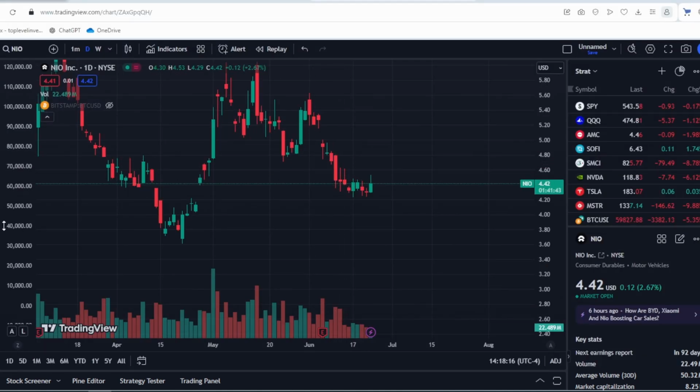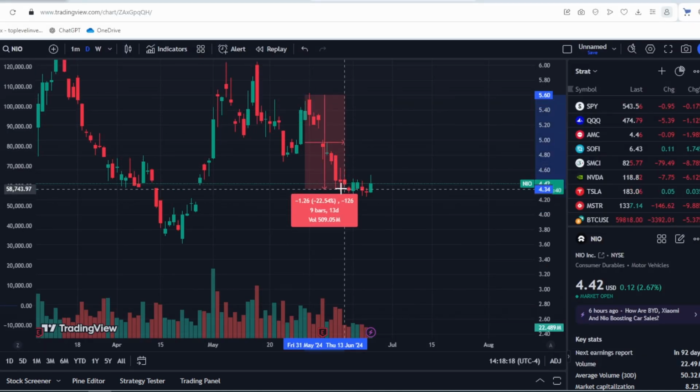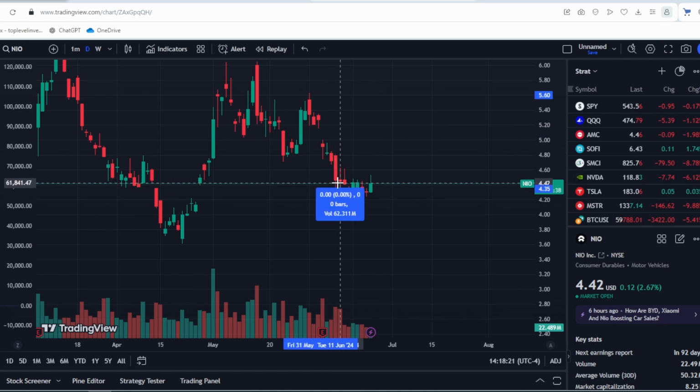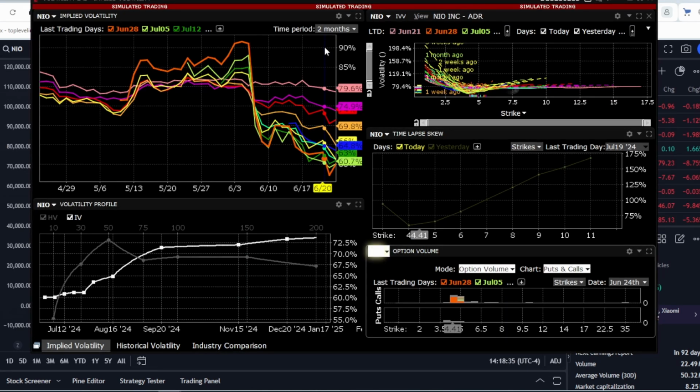Let's start with the stock itself. After a substantial drop of 20%, it has been in consolidation for several weeks. Let's look at the volatility. Then, I'll show you the financial metrics of this company.